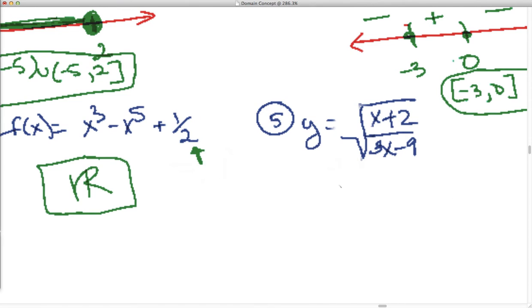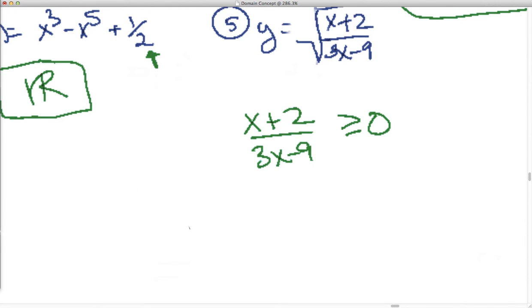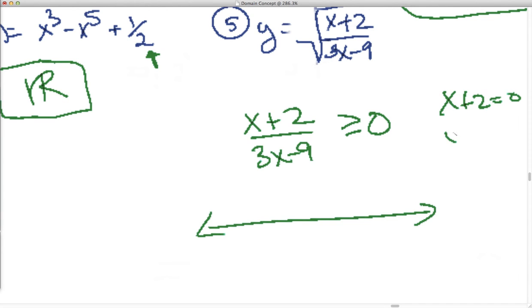And then here, finally, we have a fraction. So we set whatever's underneath the radical. Notice the whole fraction is in the radical. So you set it greater than or equal to 0. And then you're going to get 2 cut points of -2. You set x plus 2 equal to 0. And then 3x minus 9.